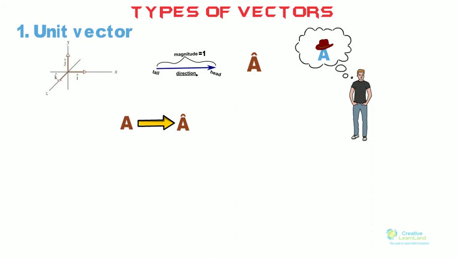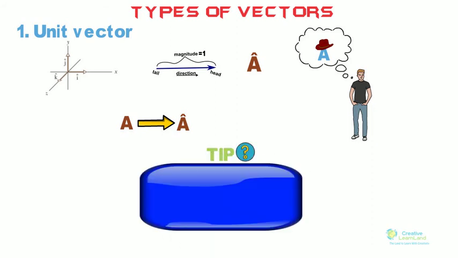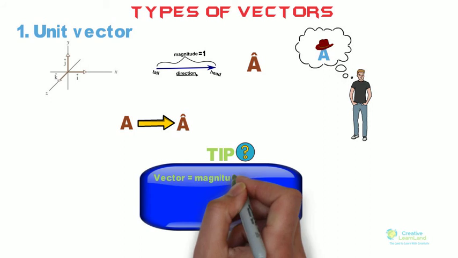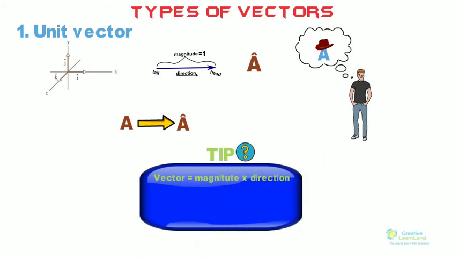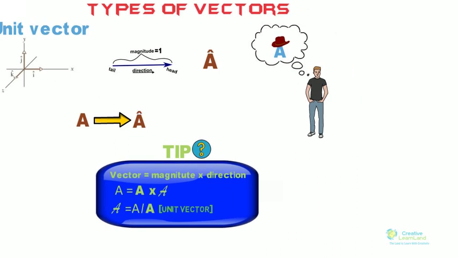Here is a tip for you. A vector is simply the product of its magnitude and direction. The formula for the vector A is given below. We can even derive the formula, so as to use it to find the direction or unit vector, as well as the magnitude of a vector.